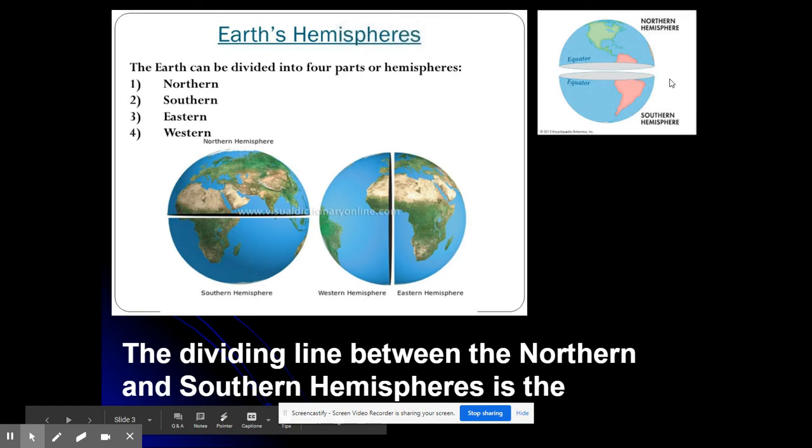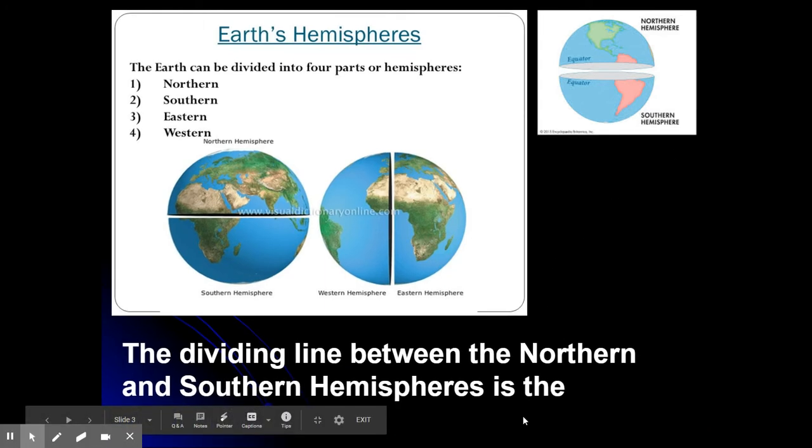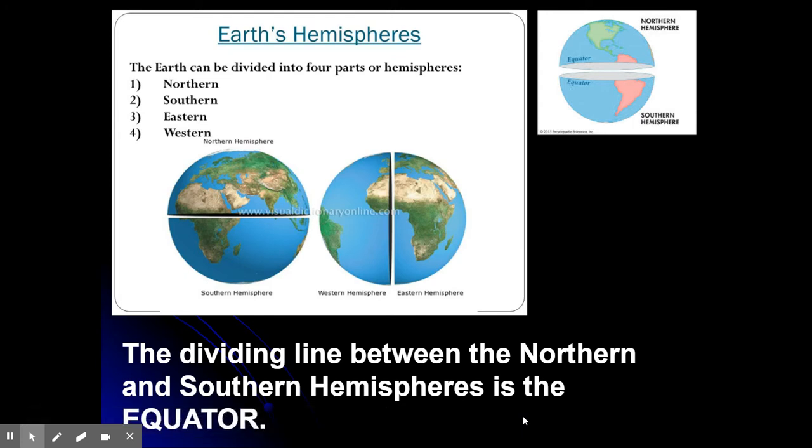So let's just quickly review the hemispheres. Of course, it's a new word, I guess, or shouldn't be a new word because you all learned a lot of geography in sixth grade. But the Earth can be divided into four parts. We're not worried about the eastern and western hemisphere because those don't factor into the seasons, but we do want to make sure we understand the northern and the southern hemisphere.